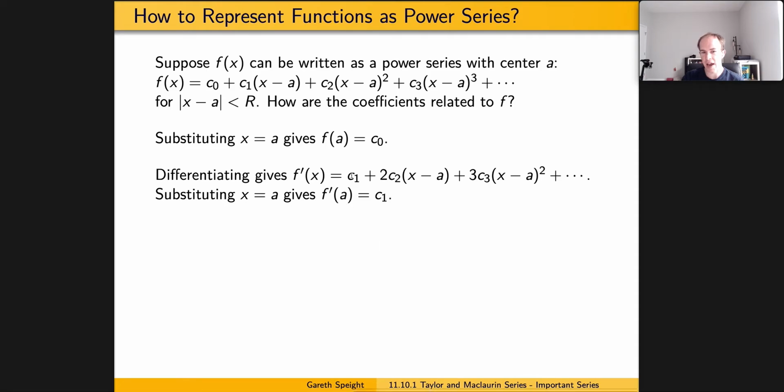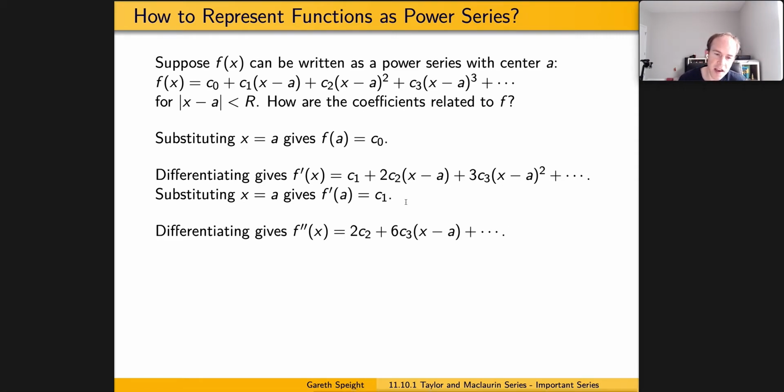So let's differentiate again both sides of our equation for f prime of x. We get the second derivative of f is equal to, okay, c1 is a constant, it goes to 0. We have 2c2, and then the derivative of x minus a is 1, so we get 2c2. Then we have 3c3, and the derivative of (x minus a) squared is 2 times (x minus a), so we're going to have 3c3 times 2. We get 6c3 times (x minus a). And then, of course, all the other terms get differentiated, but we're not writing those down right now, but they're still there.